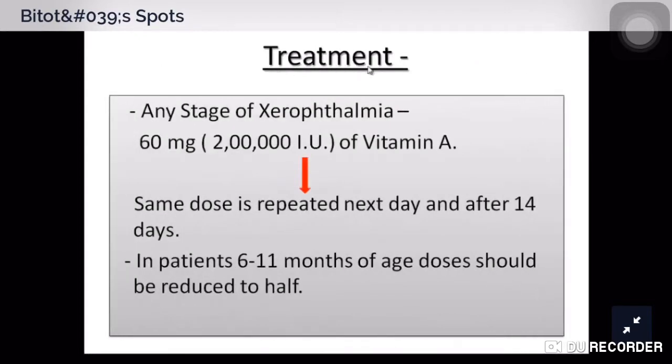Now let's see treatment in our case. It should be remembered that any stage of xerophthalmia should be treated with 60 mg of vitamin A. The same dose is repeated the next day and after 14 days. In patients 6 to 11 months of age, doses should be reduced to half.